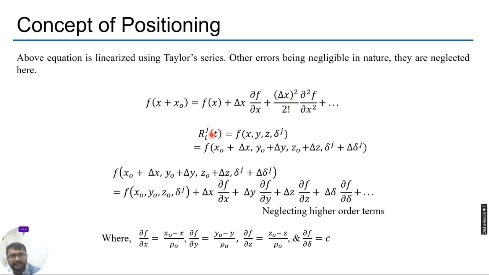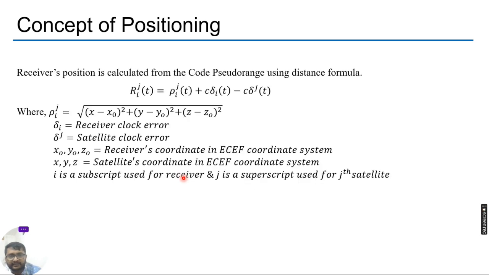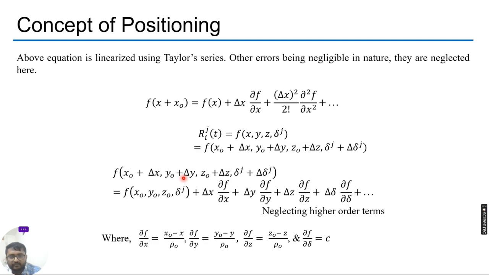So here we have the function of range, which is a function of your x naught and delta x, so that we can do something like this, which is a function of x naught, y naught and z naught from the user, and then we have this clock error. So here we are just considering the clock error because of the user, because of the receiver. We are not considering the errors because of the satellite, because that is very less. So we are considering only one as clock error.